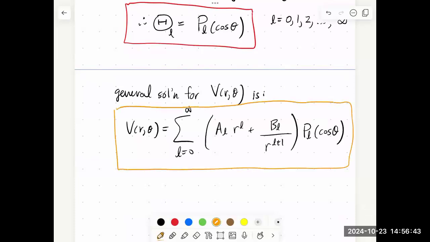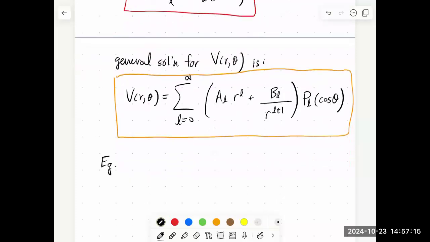And notice we haven't specified anything other than the fact that we have azimuthal symmetry. So this applies to any problem in separation of variables for Laplace's equation when you have a potential that's going to be independent of phi. All right. So let's see an example of how we can use this.